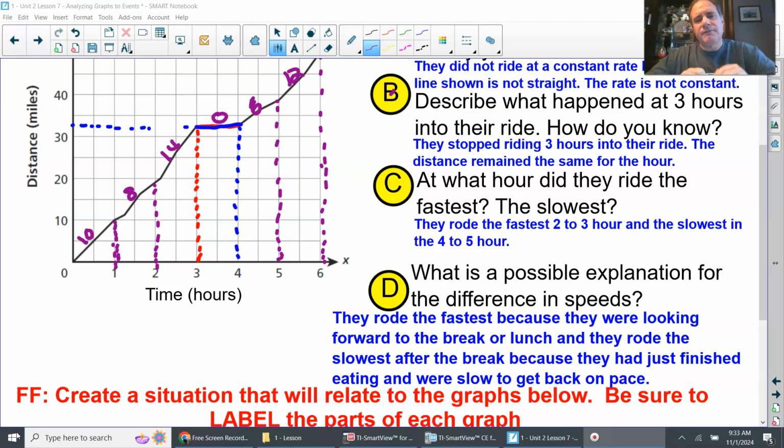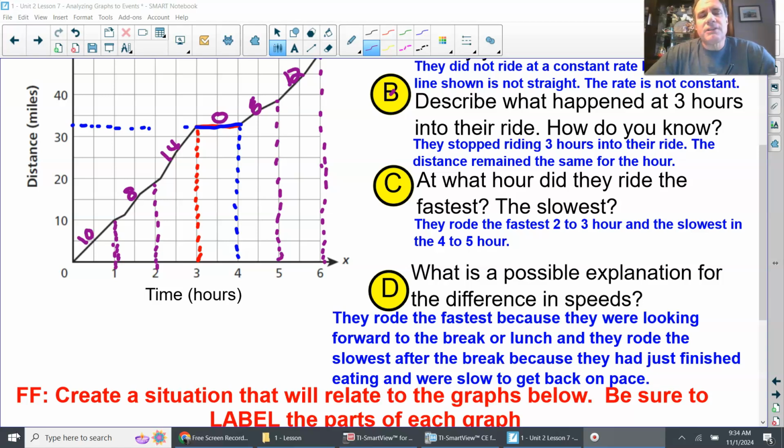This is what I put for the possible explanations and difference of speeds. They rode the fastest because they were looking forward to the break. You know, when you're looking forward to a break, you know it's coming, and they just wanted to get to a certain location, about 32 miles away from when they started. That's a lot. So they're really looking forward to it. So they were riding fast.